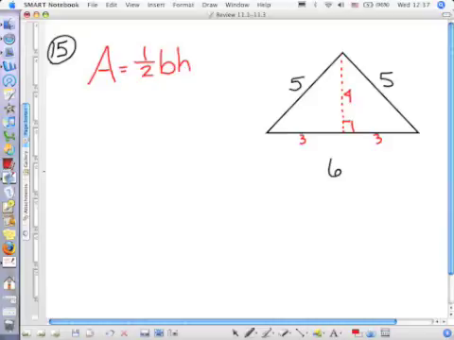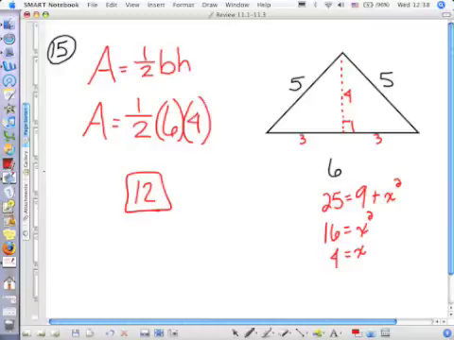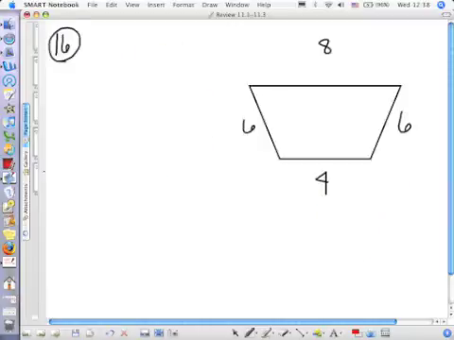That's a very common right triangle, as long as 5 is the hypotenuse. So if you didn't know that, you would have said the hypotenuse squared is equal to 3 squared plus x squared. Subtract 9 from both sides, and then take the square root. Your height was 4. So my base is 6, and my height is 4, giving me an area of 12. 16 is a trapezoid.